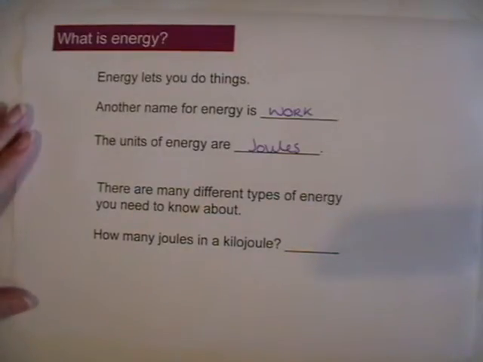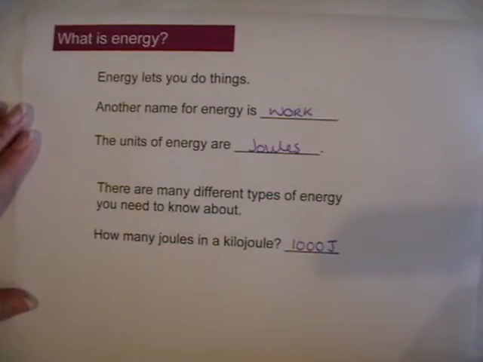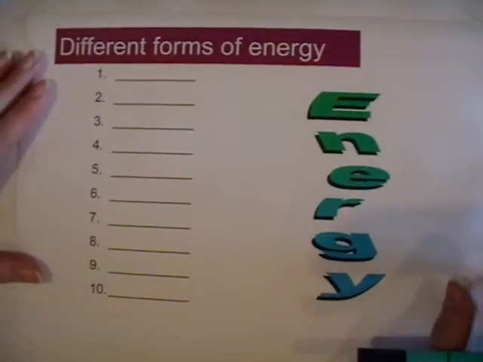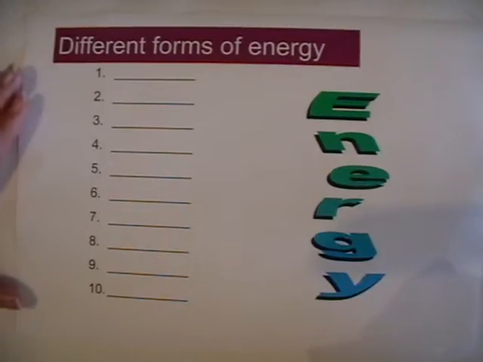So how many joules are in a kilojoule? Well, if we think about some units which are more familiar to us, like grams and kilograms, there are 1,000 grams in a kilogram. Therefore, there are 1,000 joules in a kilojoule. The unit joules is often written as a capital J for short. Now, moving on then to the different forms of energy. Well, what different forms are there you need to know about? There are 10 forms that you need to be able to identify and describe.